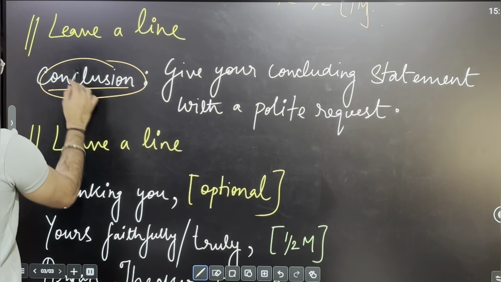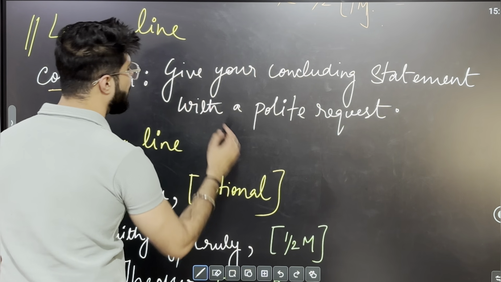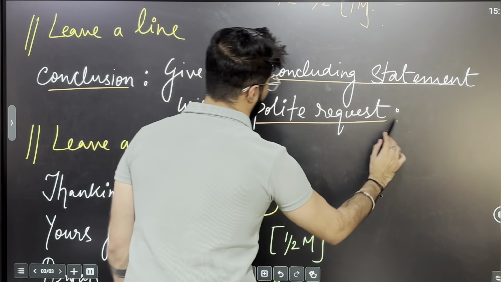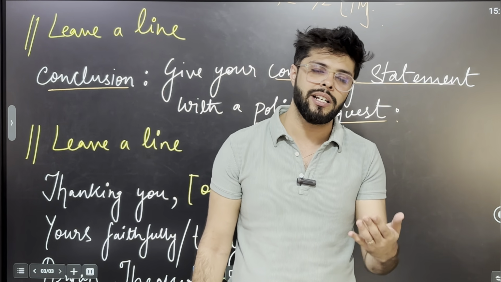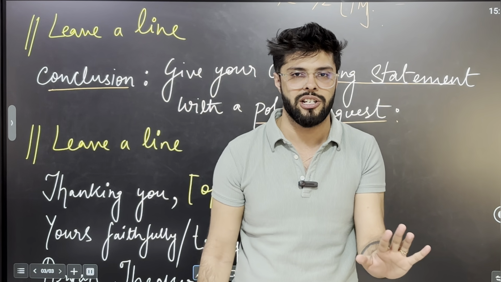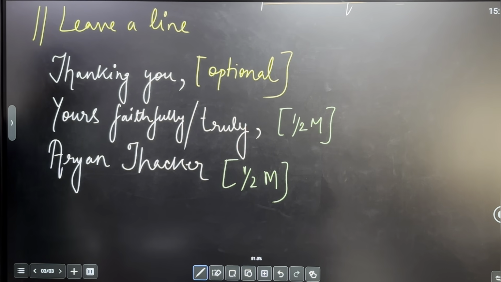Now conclusion लिख के मत आ जाइएगा ऐसे, just for the sake of understanding, I've written conclusion over here. Give your closing statement or concluding statement with a polite request. That I hope you will take this matter into your consideration and do the needful. बस इतना लिख के full stop देके complete करके आ जाइएगा. ठीक है? And then you will again leave a line.